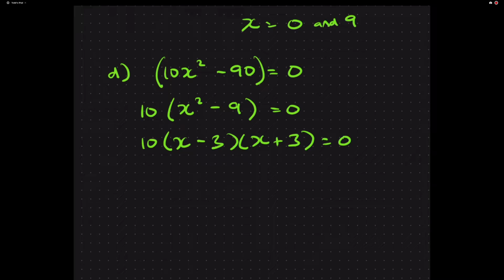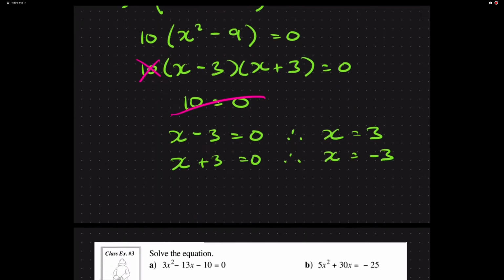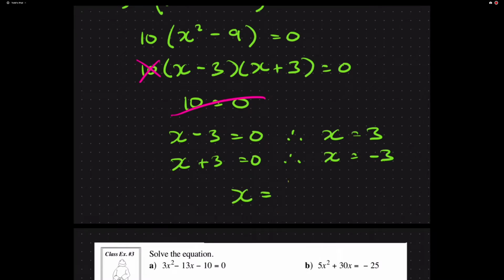Now in this case, we have three different things here. We've got 10 equals 0. Well, that's not true, so we just ignore that 10 because it doesn't have an x with it. It's just pulled out as a common factor. But we do have the x minus 3 equals 0. Therefore, x equals positive 3. And x plus 3 equals 0. Therefore, x equals negative 3. A proper way to write this would be x equals positive or negative 3.